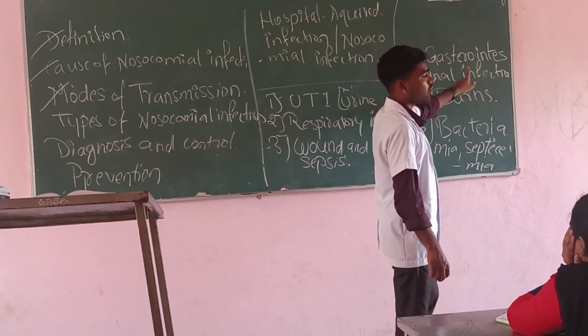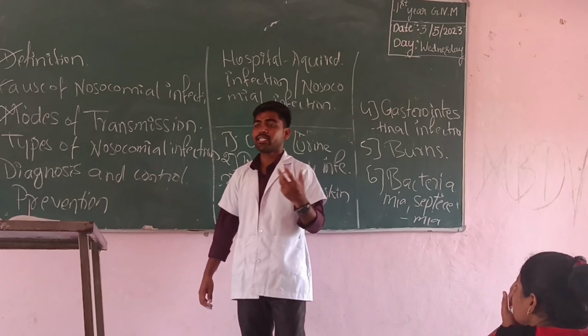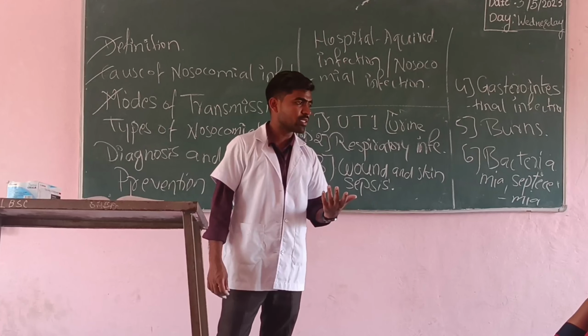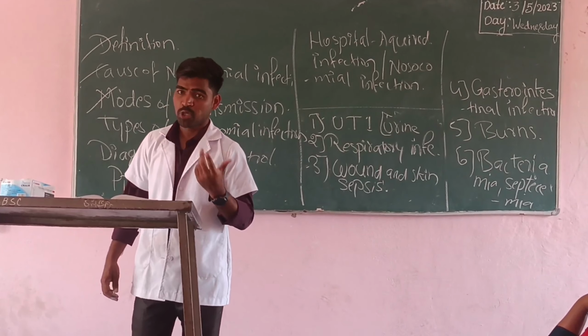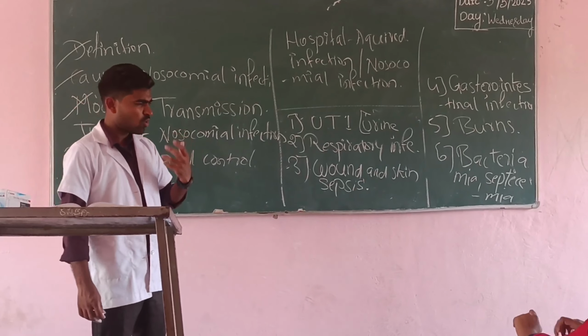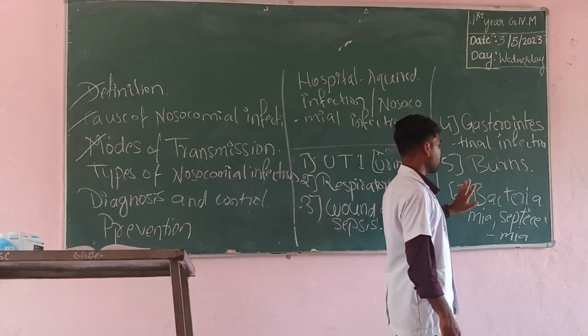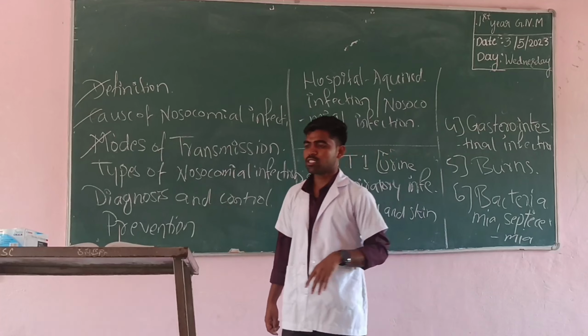Next, gastrointestinal infection, like contaminated food and contaminated water that you drink in the hospital. You suffer gastrointestinal tract infection, food poisoning, right? Diarrhea, vomiting, loose motion, all kinds of these. So these are all the concerns of gastrointestinal infection. Then burns. Next, the burn.